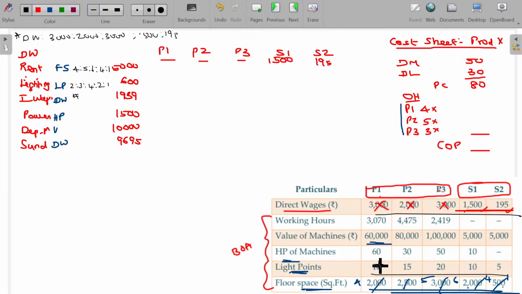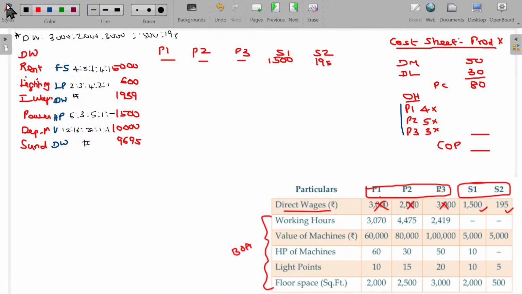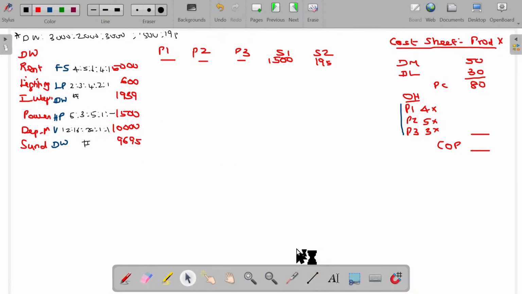In case of power, horsepower 6:3:5:1. Depreciation will be based on this value, 12:16:20:1:1. Direct wages refer to the above. Hope you will now be able to understand the logically good connections between the overheads as well as the basis of apportionment. Now you can apportion this.